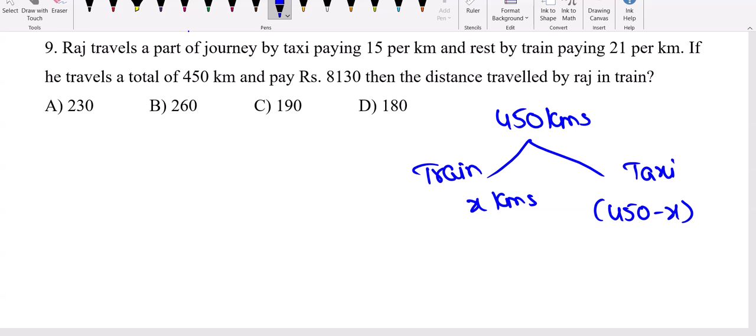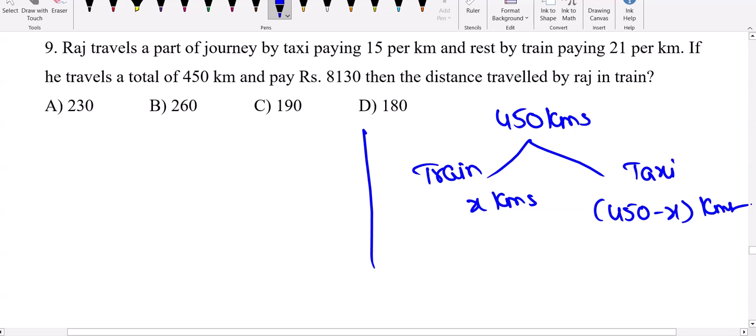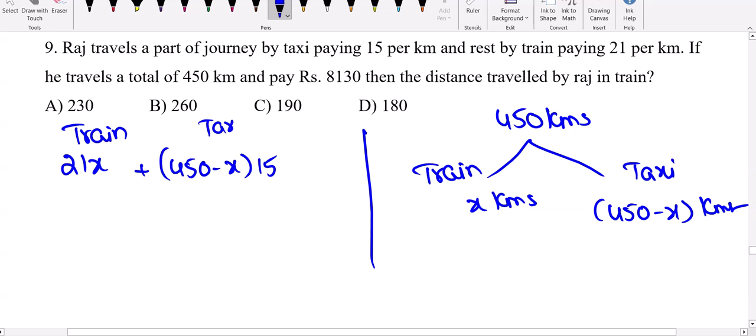Always write in this way only. Why two unknowns? Next, payment. Regarding payment, x kilometers by train at 21 per kilometer, so 21x. Train amount is 21x. Next, taxi at 15 per kilometer for 450 minus x kilometers, so it's (450 minus x) into 15. This is taxi. Altogether it is equal to 8,130. I think every term can be divided by 3. This is 3 sevens, this is 3 fives, and 8,130 divided by 3 is 2710.